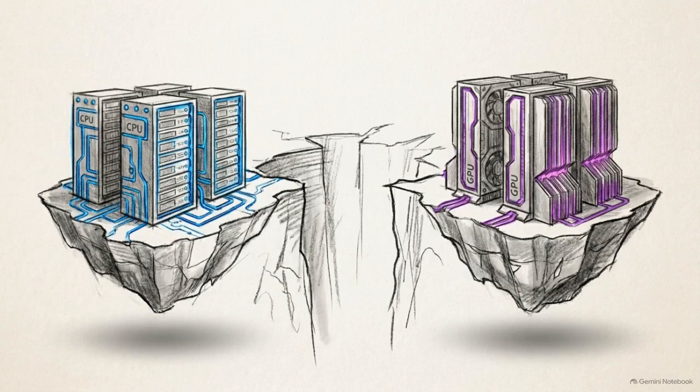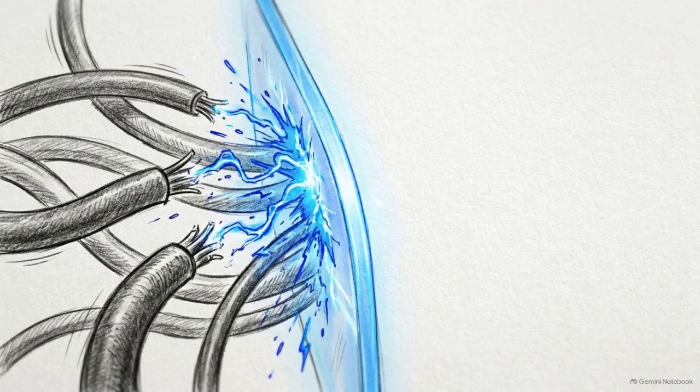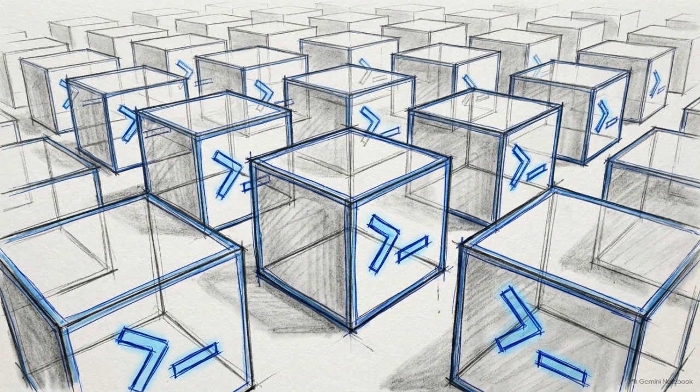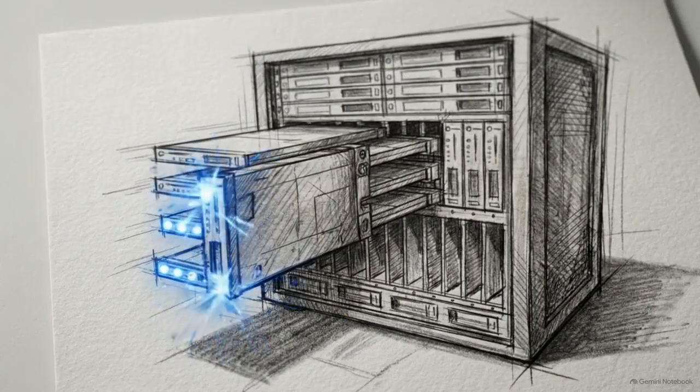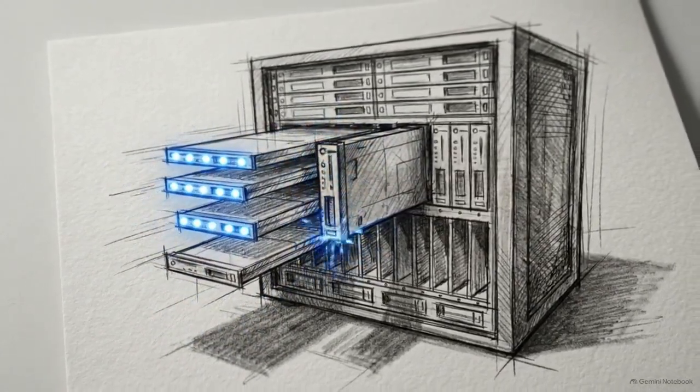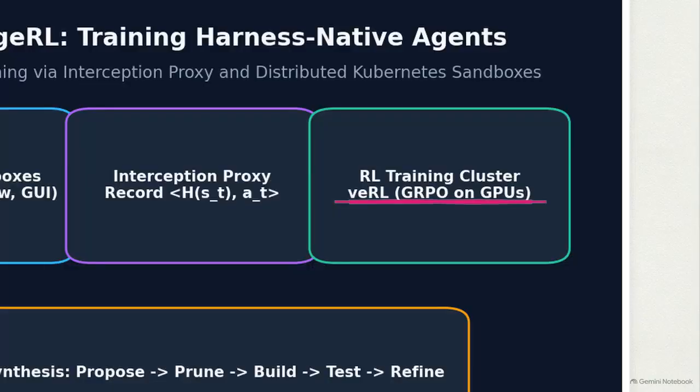OpenForgeRL resolves both the software and hardware barriers by introducing an asynchronous interception proxy architecture. This design physically separates environment execution from policy optimization. This diagram displays the three interconnected subsystems that make up the decoupled architecture. On the left is the Kubernetes rollout orchestrator. This orchestrator spins up hundreds of isolated Docker environments across cloud providers. It uses inexpensive CPU instances to handle the heavy sandbox execution, booting a clean environment for every task instruction. On the far right is the GPU trainer engine, handling policy weight updates asynchronously.